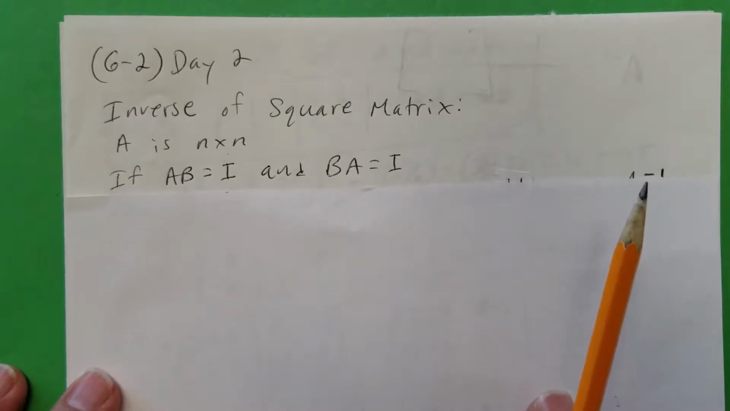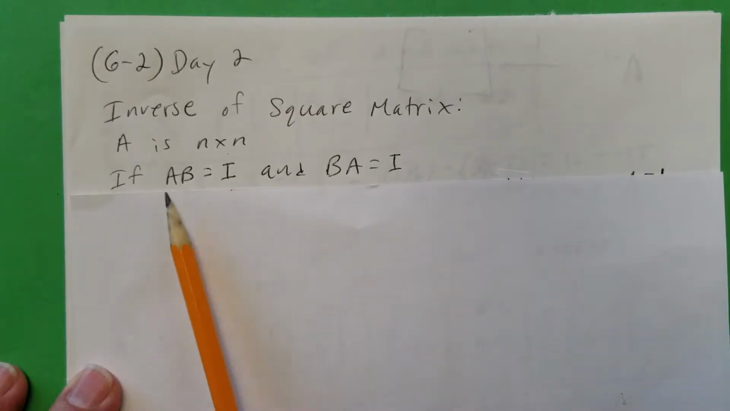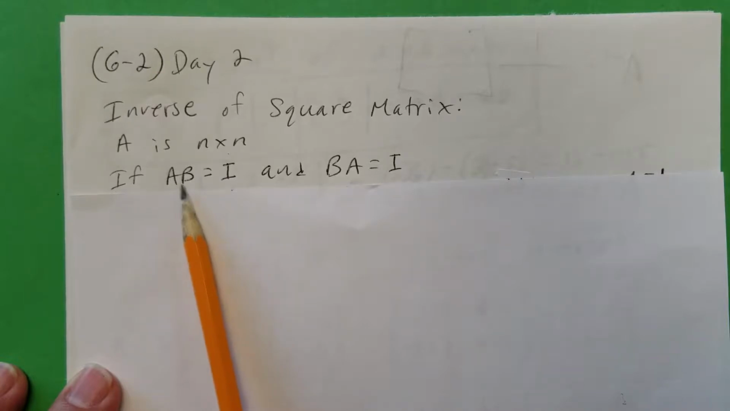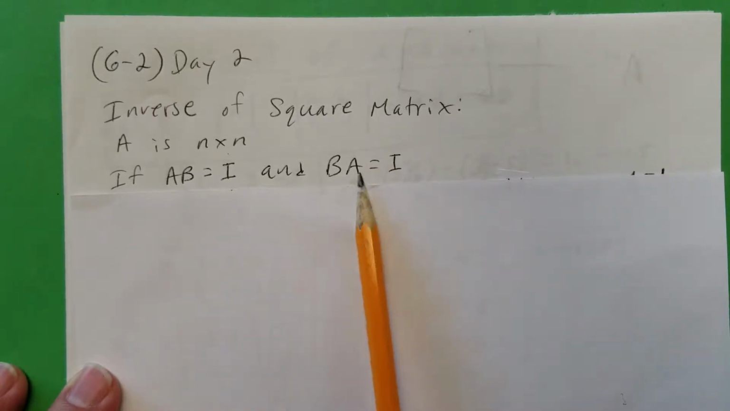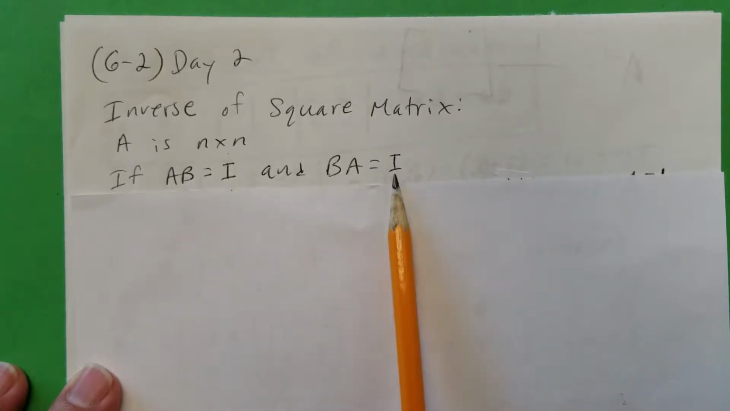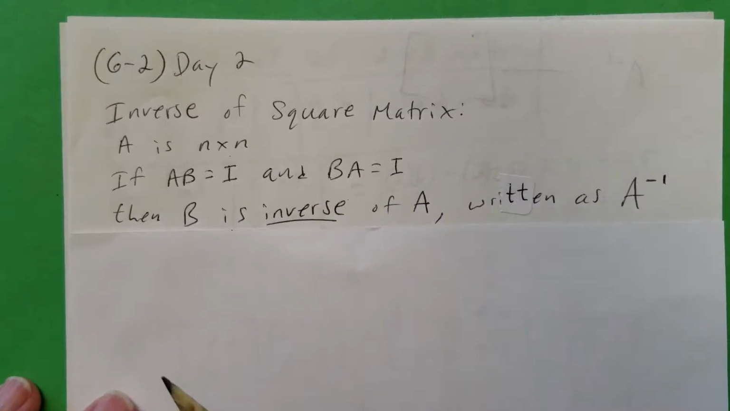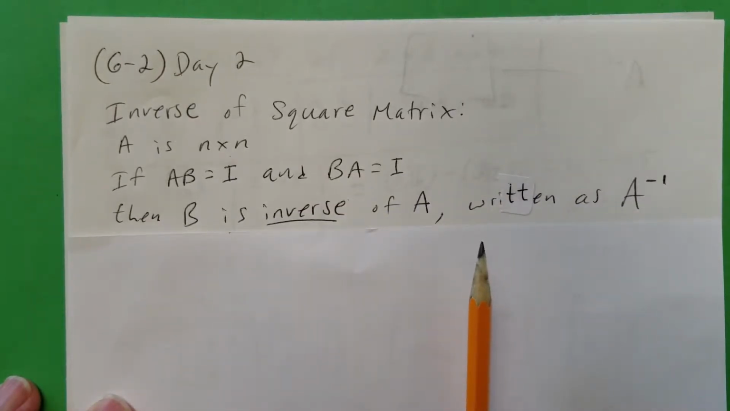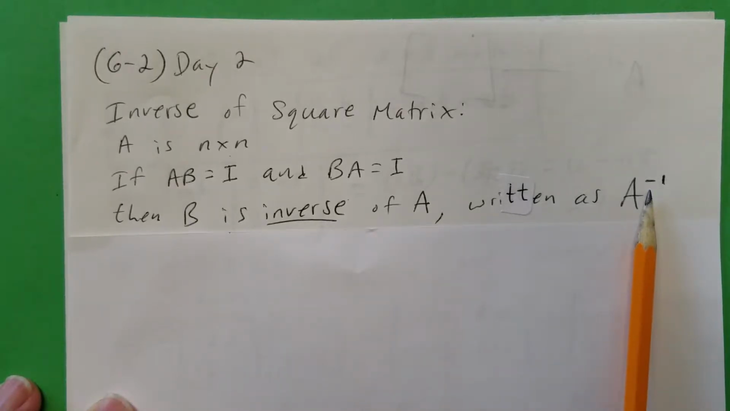So what is the inverse? The inverse is when you have two matrices and you multiply them and the answer is the I matrix, and then you multiply them in the other order and you still get the I matrix, then we say those two are inverses of each other. And we can write inverse with that little -1.